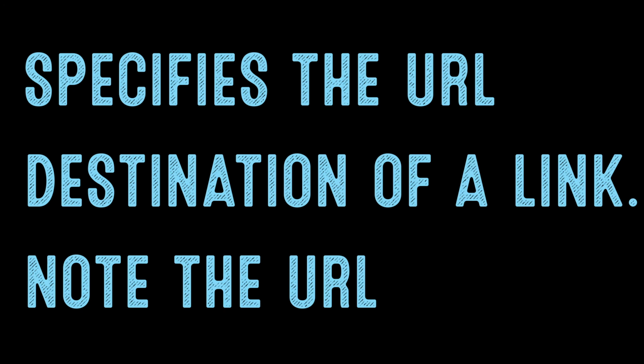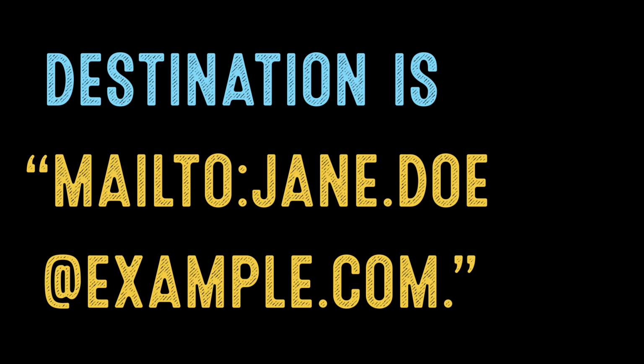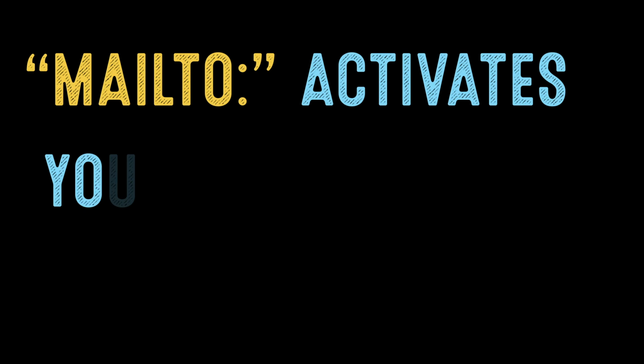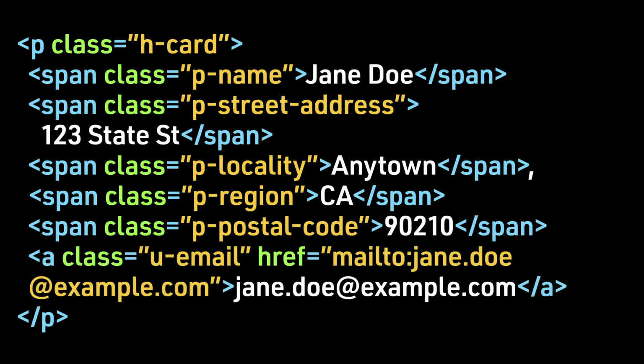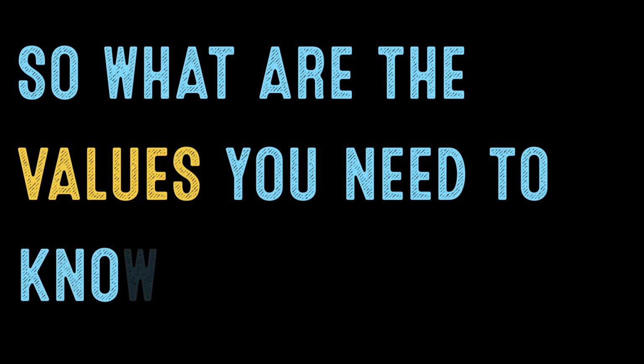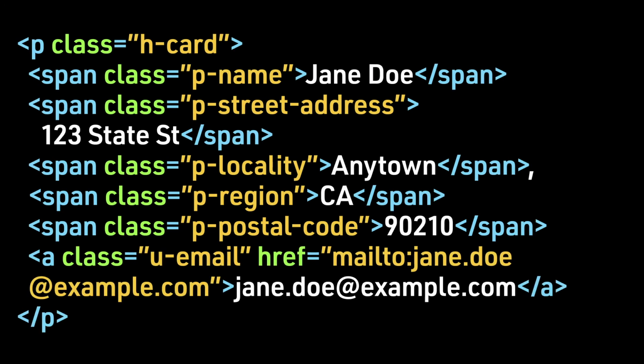Note, the URL destination is mailto:jane.doe@example.com. Mailto: activates your email program to send an email. Let's review the code again so you can recall how the class and href attributes are used. So what are the values you need to know for an h-card? Here is the example again with the values of the class attribute highlighted.